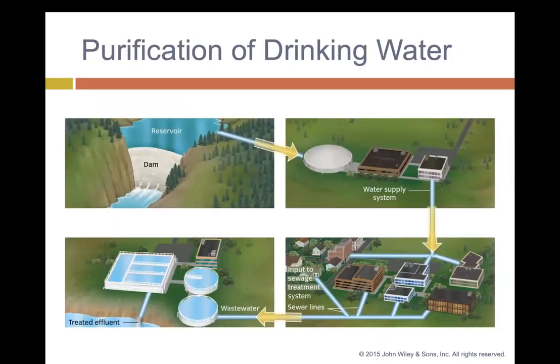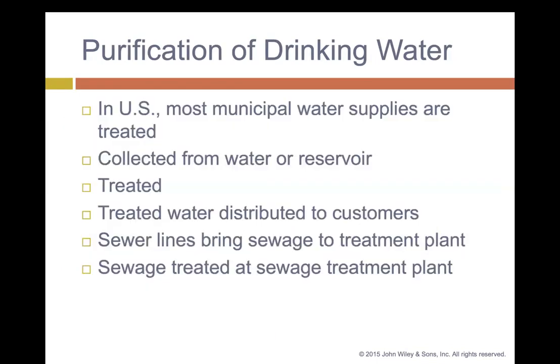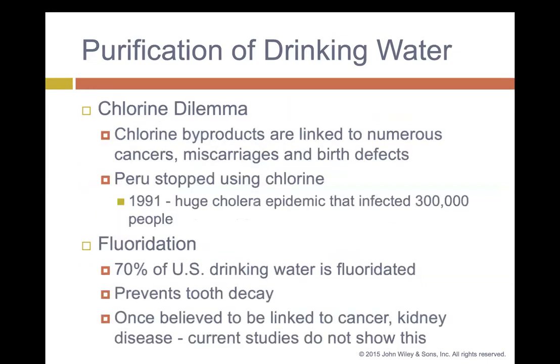Purification of drinking water. So how does water get purified? Well, it usually comes from a reservoir, which is held up by a dam, taken to a water supply system, input to the sewage treatment center, and then back into the wastewater where it's treated and then eventually let go. So that's kind of how we can purify some drinking water. In the US, most municipal water supplies are treated. They're collected from a reservoir where they're treated and then distributed to customers. Sewer lines bring sewage to the treatment plant, and sewage is always treated at a sewage treatment plant.